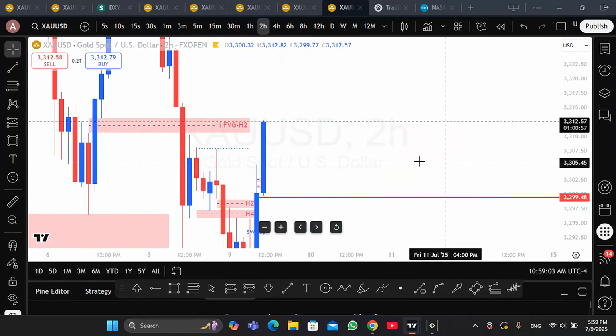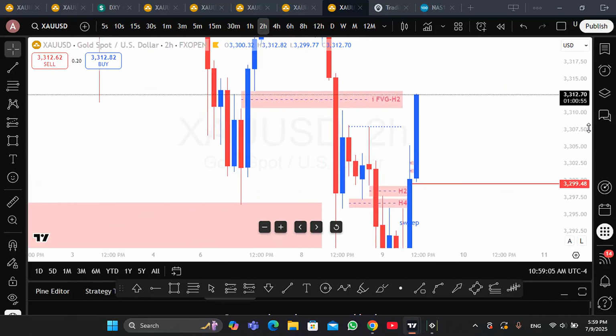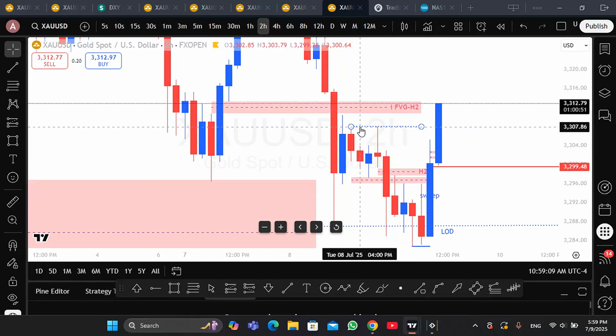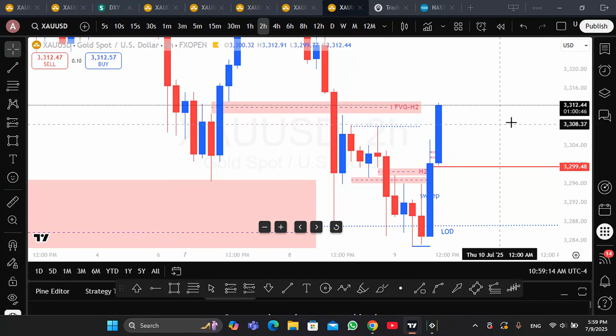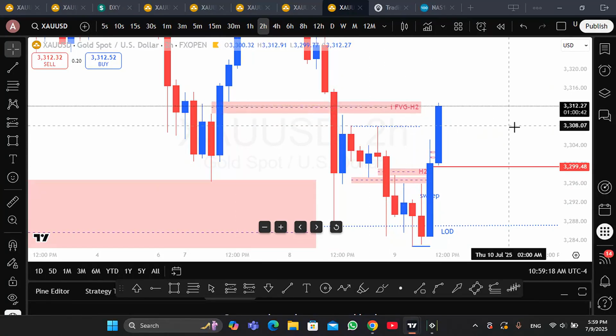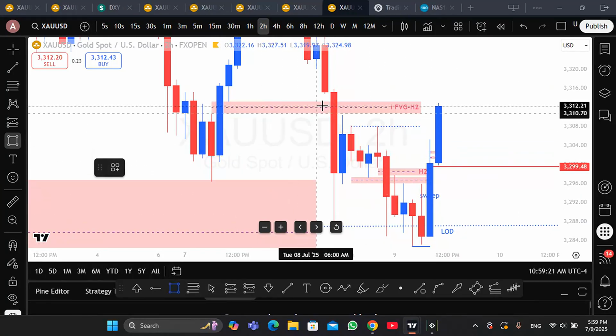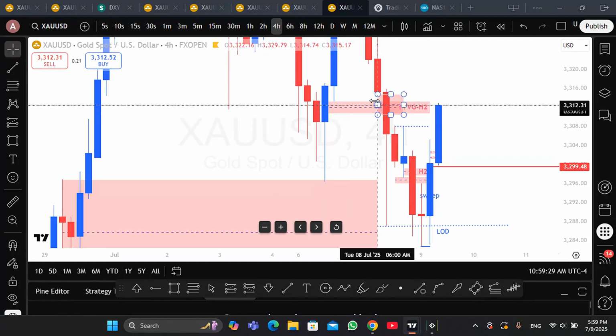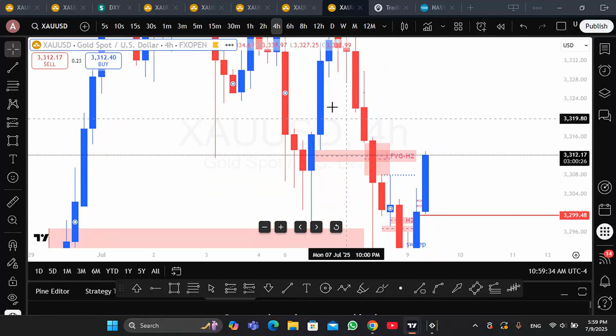Because I'm looking, in reality, I saw that the price is sweeping this double high, double top. These are double tops, sweeping them, okay, and then reaching the inverted fair value gap on H2, and also a fair value gap here. This is also a fair value gap on H2 and also on H4. If you can see it, there is also a fair value gap on H4. So the price, and this is a big order block.